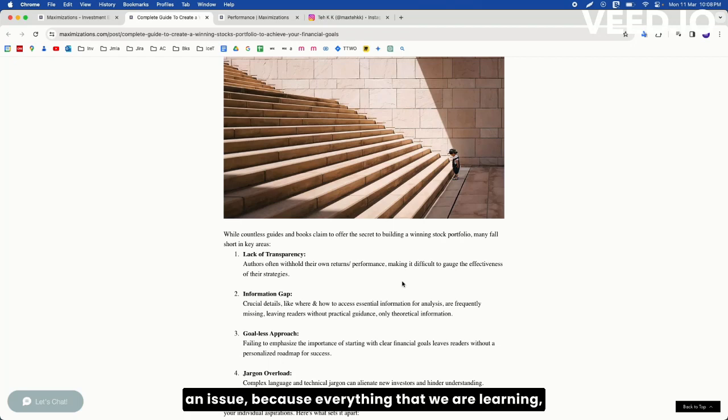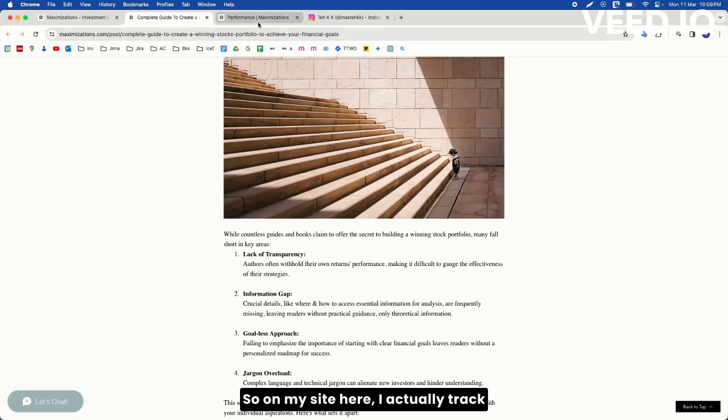To me, I think that can be an issue because everything that we are learning, whomever we are learning from, I think it's quite important for us to learn it from someone who's actually achieved real life results, right? Otherwise, they're just going to be sharing theoretical information which is not really applicable in real life.